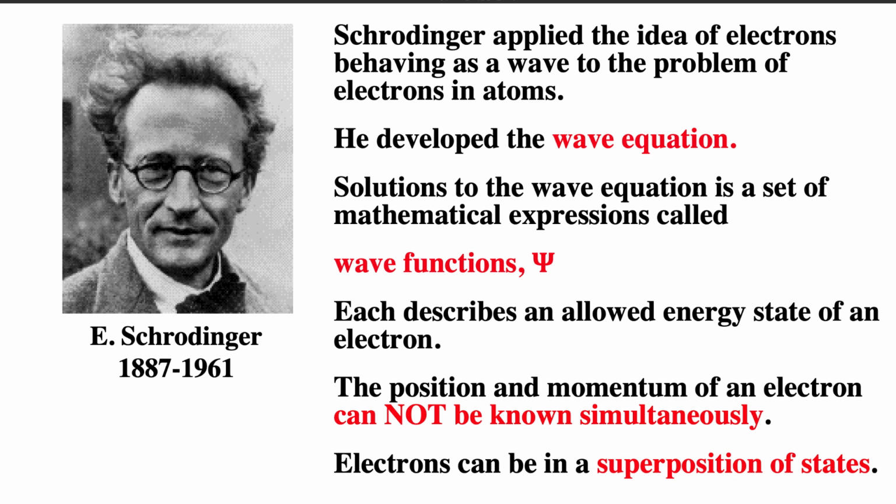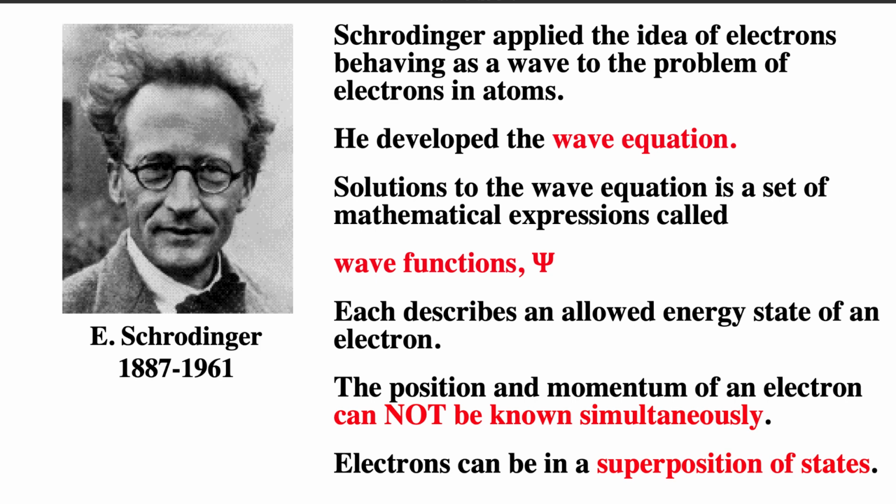It's kind of interesting. Schrodinger developed quantum mechanics using wave equations. Heisenberg actually developed quantum mechanics using matrices. They both did this about the same year, and then the following year it was found that their two formalisms were actually equivalent. And so solutions to the wave equation are a set of mathematical expressions called wave functions. Each wave function describes an allowed energy state of an electron.